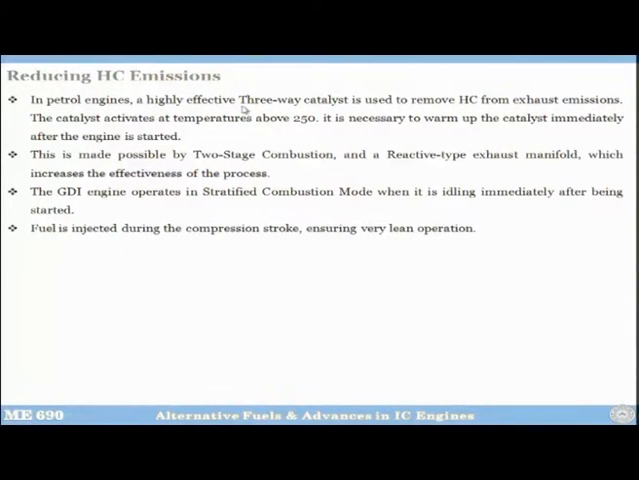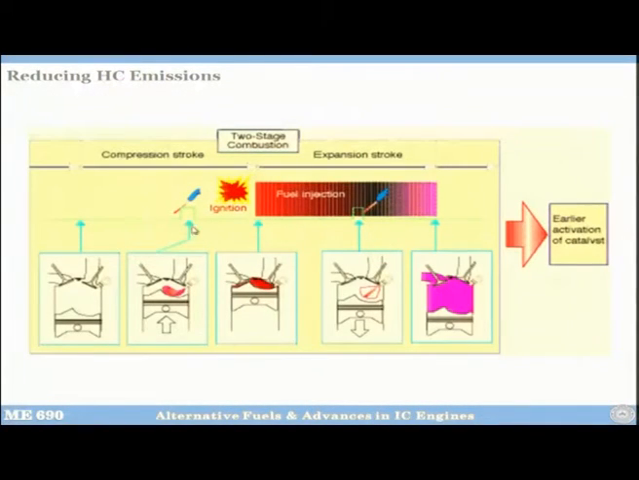So, in petrol engines, a highly effective three-way catalytic converter is used to remove the HC from the exhaust emissions. The catalyst activates at temperatures above 250. So, it is necessary to warm the catalyst as soon as the engine is started. This is made possible by two-stage combustion and a reactive type exhaust manifold, which increases the effectiveness of the heat exchange process. A GDI engine operates in stratified combustion mode when you are starting the engine. Okay. So, fuel is injected at the end of the compression and this ensures very lean operation. So, this shows what a two-stage combustion is.